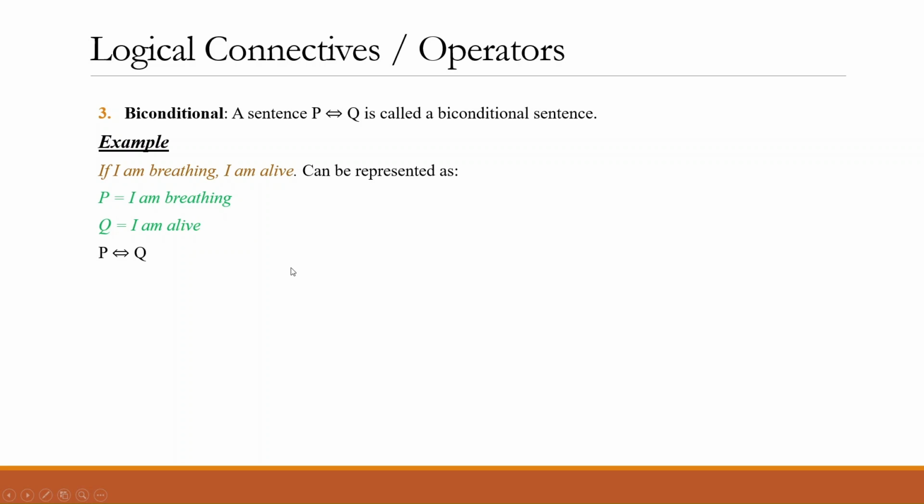Next, we have the biconditional. Here it's a minor correction, it should be 5 instead of 3. A sentence P, this is the symbol for biconditional. P biconditional Q is called a biconditional sentence.